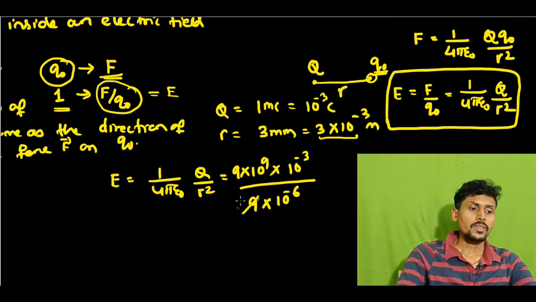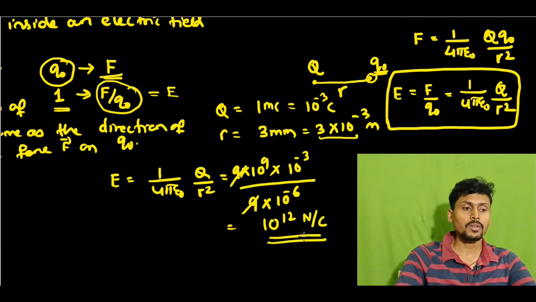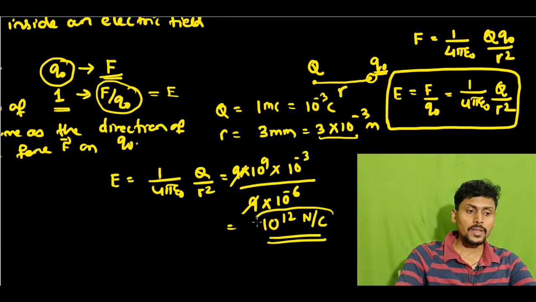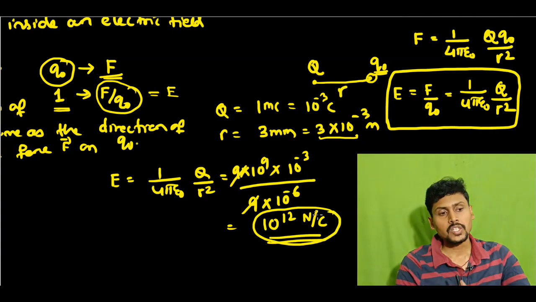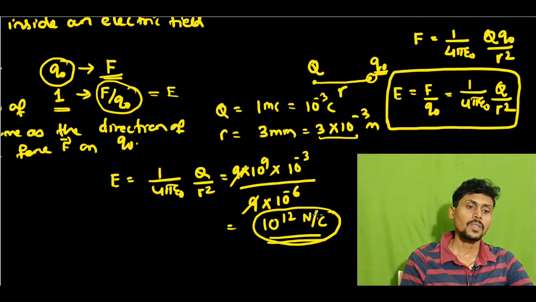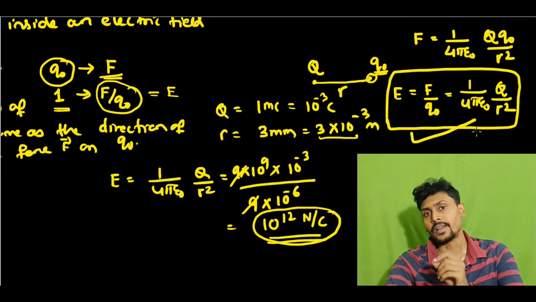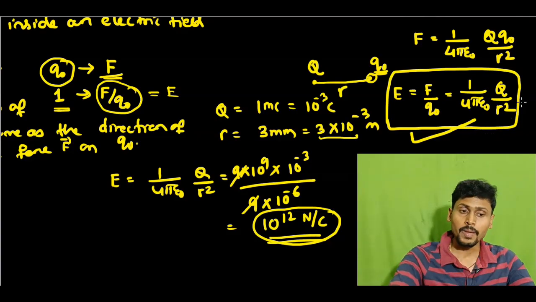So your 9 and 9 will cancel. So you get 10 to the power 9 plus 6, that means 15, minus 3, will be 10 to the power 12. So 10 to the power 12 Newton per coulomb is the electric field intensity at a distance of 3 millimeter from a 1 millicoulomb charge. So this formula will help you to calculate the electric field intensity due to a point charge, and you have to remember this formula.